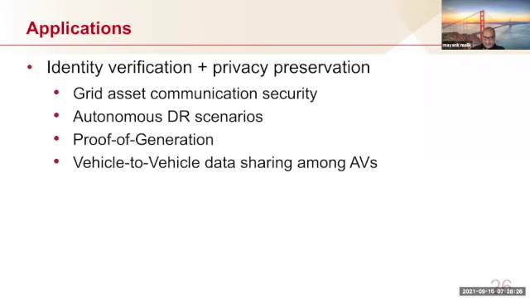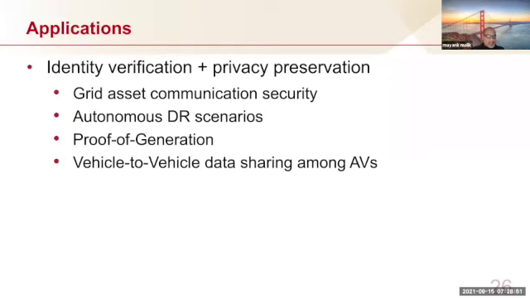Of course, things written here are grid focused, so grid asset communication security to prevent against false data injection attacks. Any data coming from a device can be signed with this identity, and we can confirm that the data this device is sending is the one that we receive. Autonomous demand response scenarios, so control signals being sent to thermostats to change their settings, for instance.